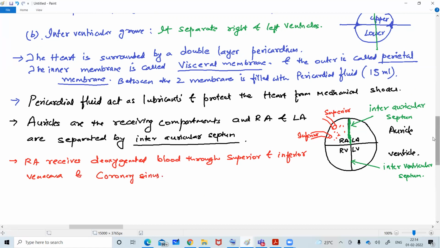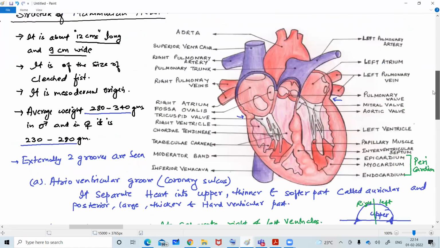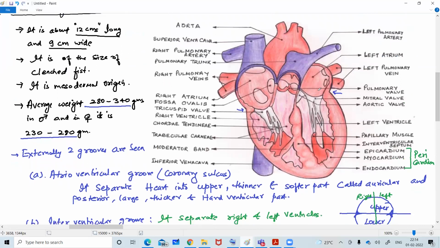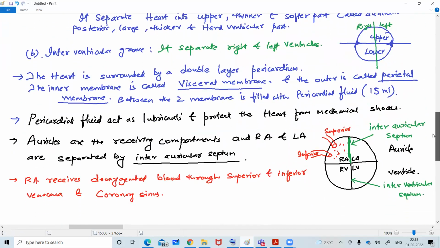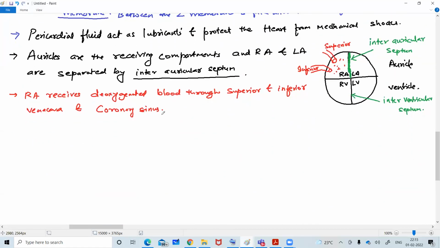Now let me show you where this coronary sinus is. Coronary sinus is here, this particular part. It is not being labeled here. I will show you one more diagram and will locate where the coronary sinus is. It is present here at this point. Okay. So this is about your right auricle.